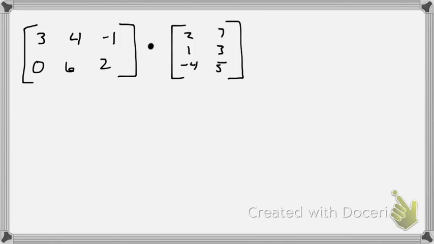First, we have to identify the dimensions of each matrix. What are the dimensions of the first matrix? 2 by 3. Very good. What are the dimensions of the second matrix? 3 by 2.